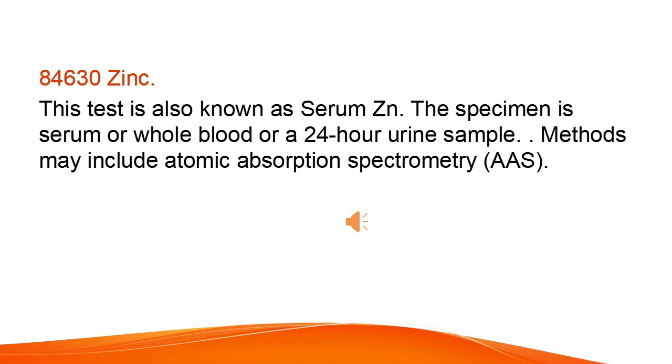Zinc. This test is also known as serum ZN. The specimen is serum or whole blood or a 24-hour urine sample. Methods may include atomic absorption spectrometry, AAS.